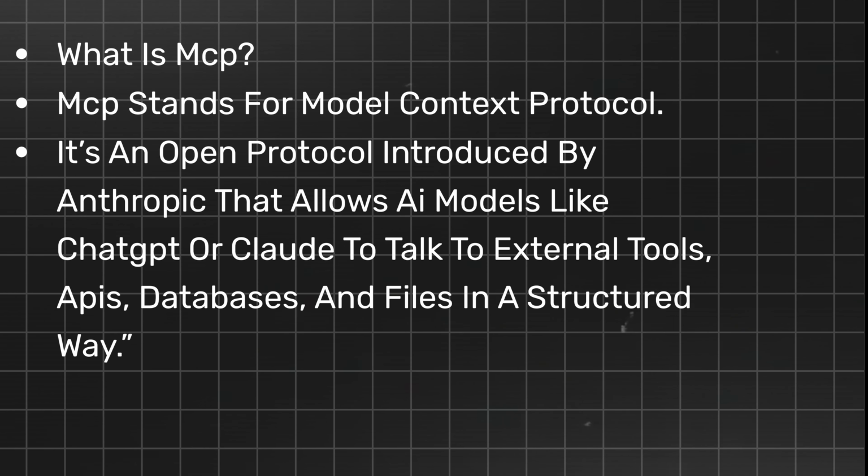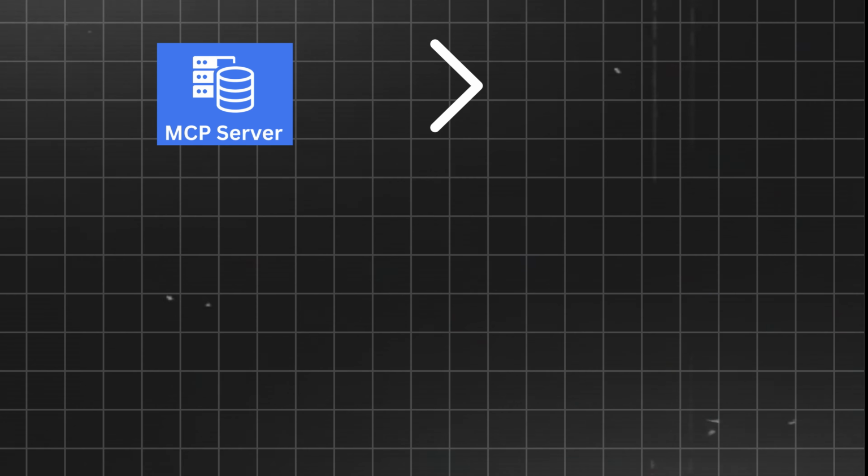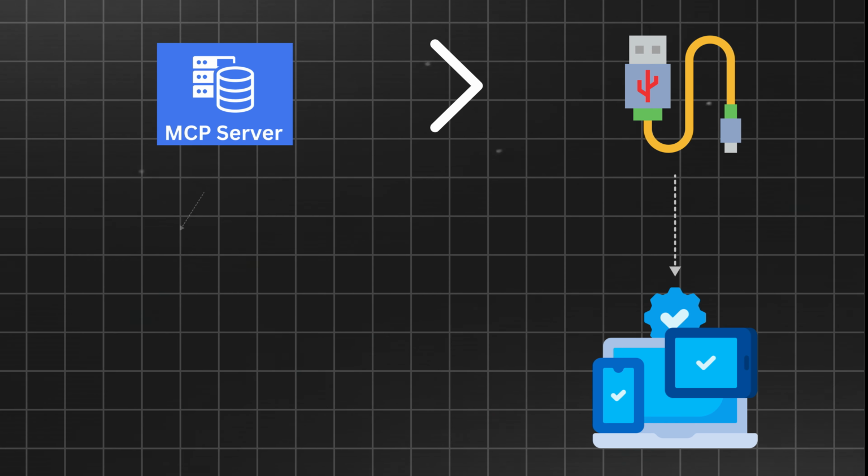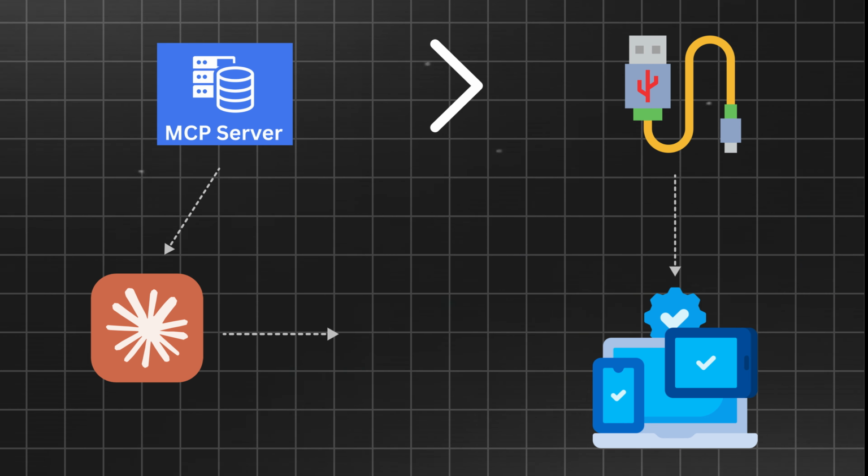What is MCP? MCP stands for Model Context Protocol. It's an open protocol introduced by Anthropic that allows AI models like ChatGPT or Claude to talk to external tools, APIs, and files in structured ways. Think of MCP as a USB-C port for AI models. Just like USB-C lets you connect different devices, MCP lets LLMs connect to different tools.